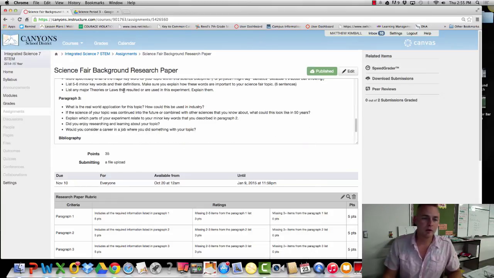Paragraph 3. What is the real-world application of this topic? Okay, now we're getting to the point about who cares that you did an experiment. Experiments are fun to do, but who cares? Where are we going to use this? If you're melting ice with salt, who do you think cares about salt and ice and roads? Okay, who would use this in the industry? Make it count. Why is this experiment important? Your experiment is important. Tell us why.